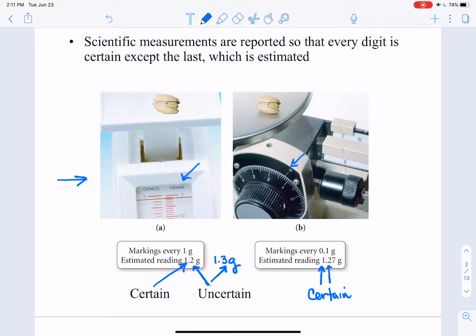So this balance does not have markings in the hundredths, so the 2's in the tenths column and the 7 is in the hundredths. But remember, we need to make a guess where we don't have markings. So we look at that and we say, okay, it's in between 1.2 and 1.3 somewhere, and my best guess is that it's 1.27. So that 7 is uncertain. And then we don't put any more digits behind the 7 because that wouldn't make sense. So all of your certain digits and your one uncertain digit on the end are significant. Okay, they mean something.